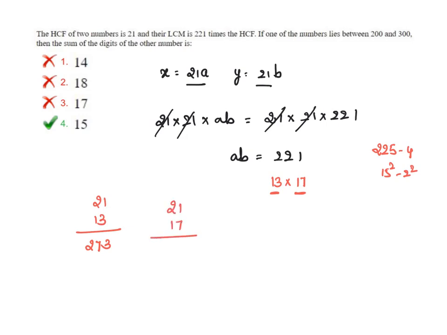21 into 17, 17 ones are 17, 34 plus 1, 35, so 357. Sum of digits 3 plus 5 plus 7, 10 plus 5, 15.